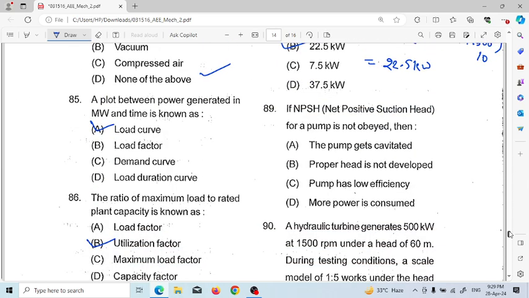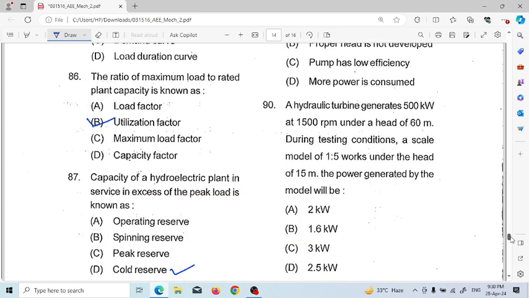Next, question number 89. If the NPSH, net positive suction head, of a pump is not obeyed, then the pump gets cavitated. For the prevention of cavitation, we require NPSH, net positive suction head. Next, the last question. A hydraulic turbine generated 500 kilowatt at 1500 rpm under the head of 60 meter. During testing condition, a scale model of 1:5 works under the head of 15 meter. The power generated by the model will be. So we have to solve this.